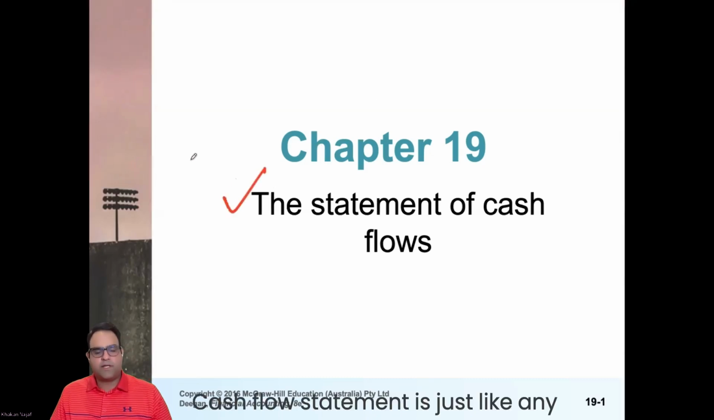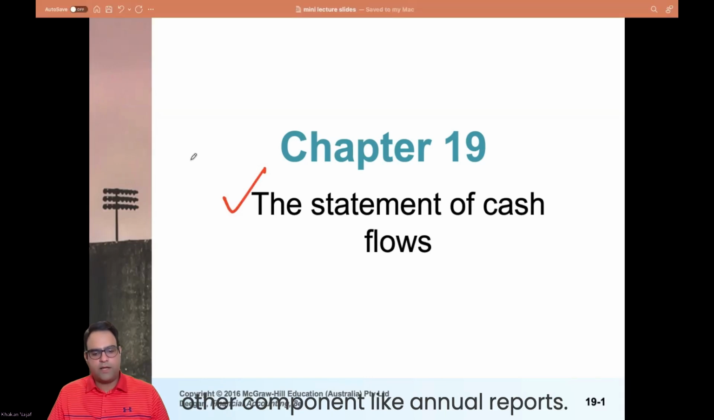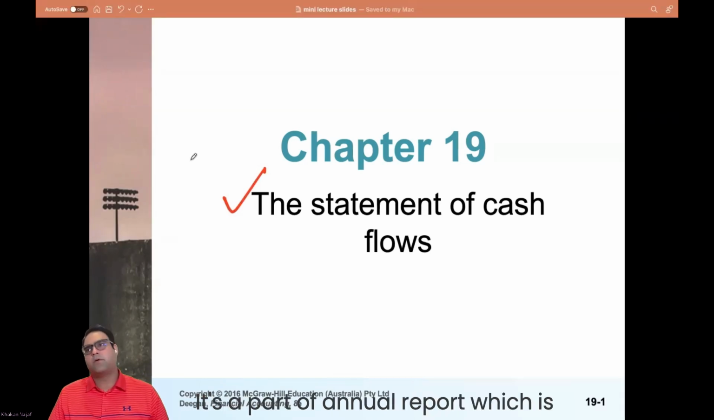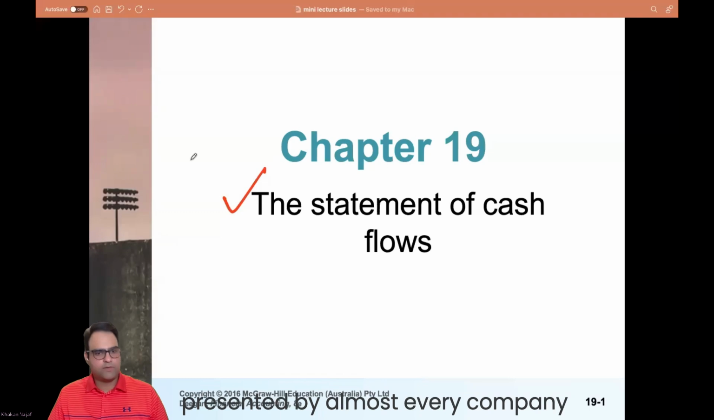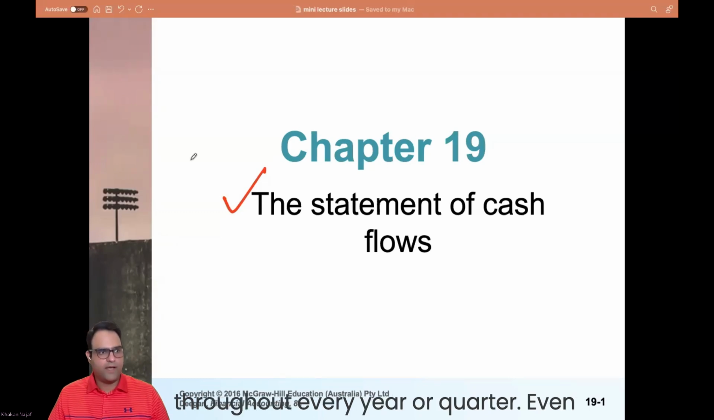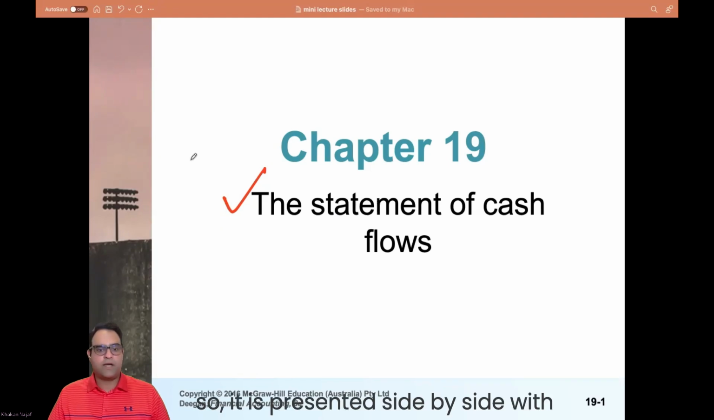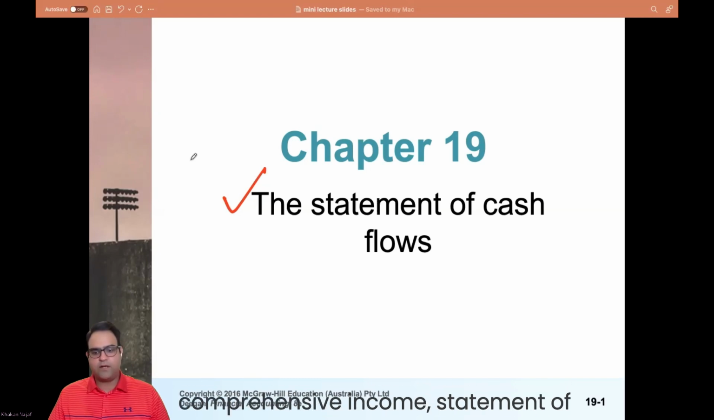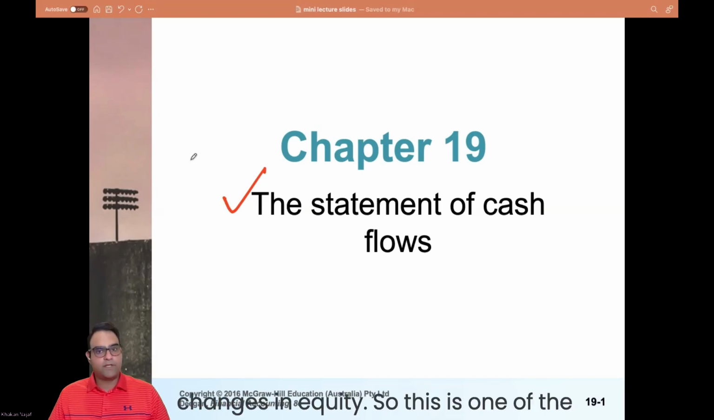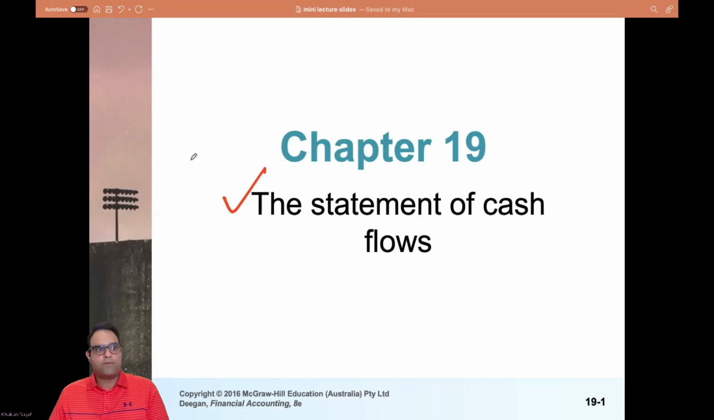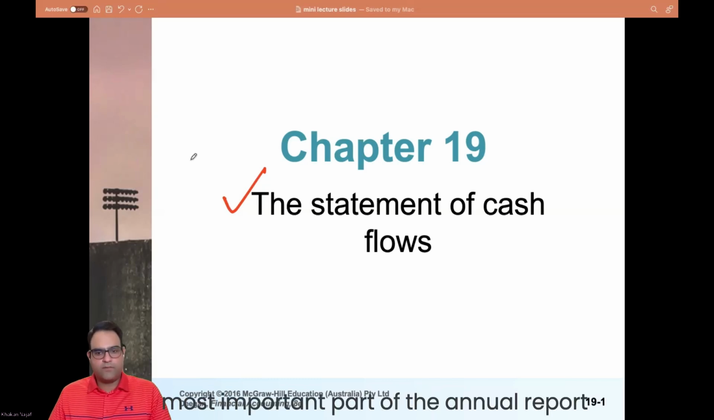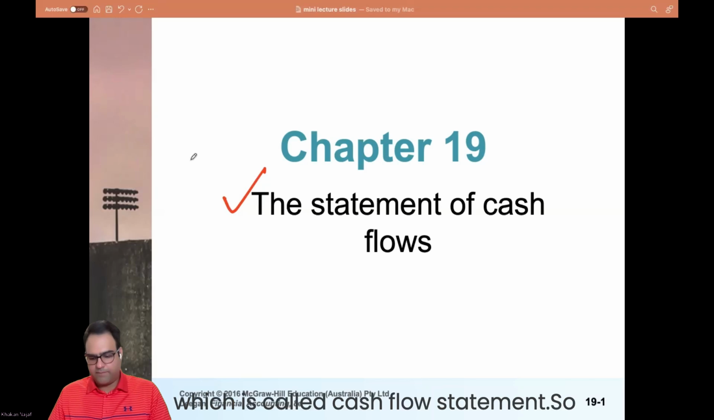Cash flow statement is just like any other component of annual reports. It's a part of the annual report, which is presented by almost every company every year, or even every quarter. It is presented side by side with the statement of financial position, statement of comprehensive income, and statement of changes in equity. This is one of the most important parts of the annual report.